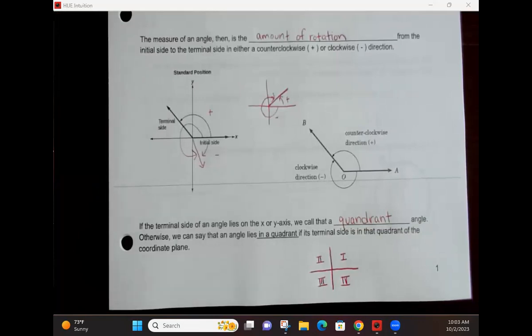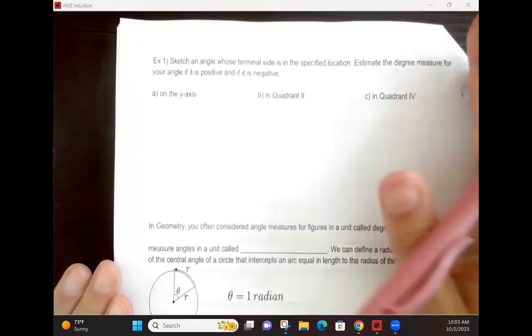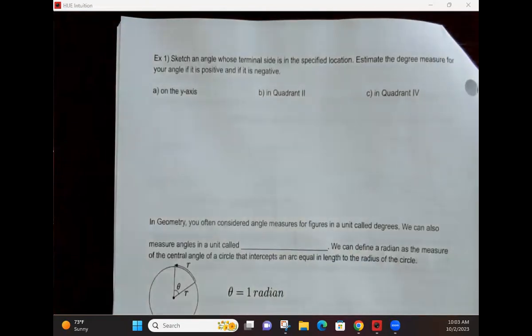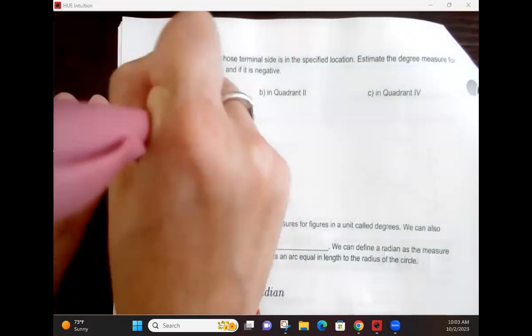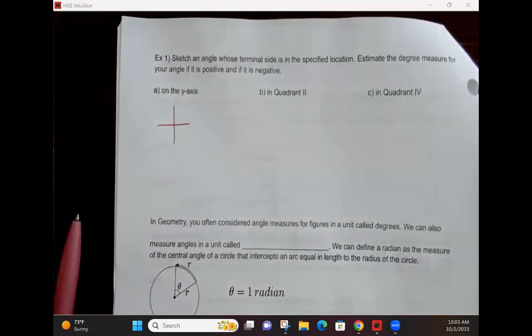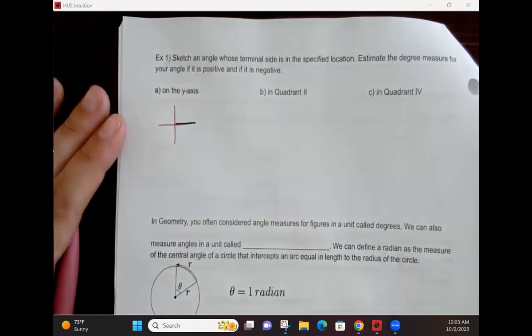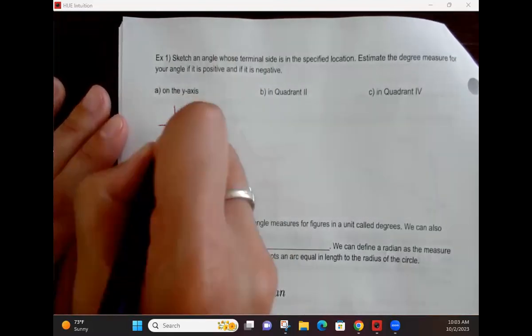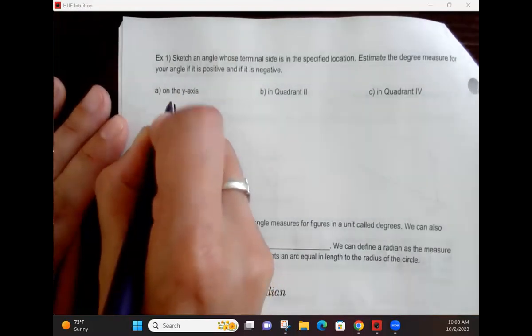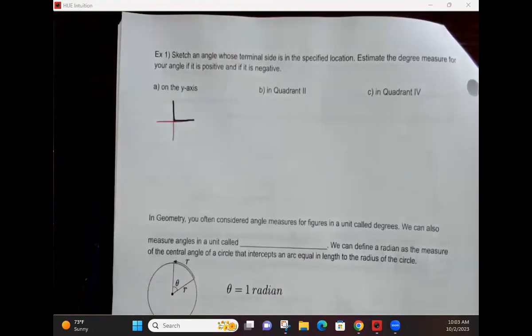On the next page, sketch an angle whose terminal side is in the specified location, and then just give me a rough estimate on what that degree measurement could be. So let's say we're putting our angle on the y-axis. I'm going to draw my axes here. If I put my angle on the y-axis, initial side is going to be on the x-axis, and then my terminal side could look like that, if it's on the y-axis.